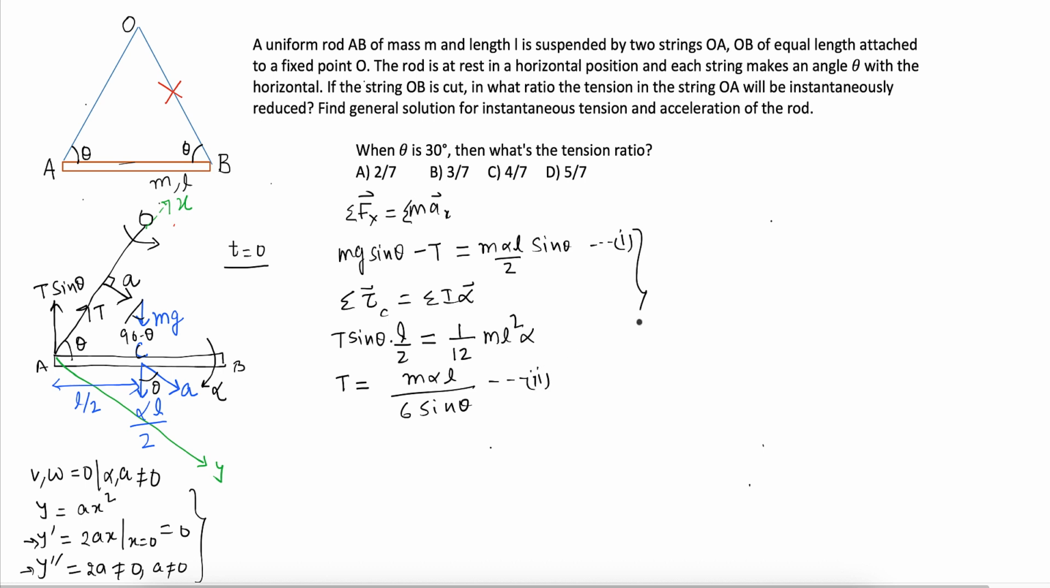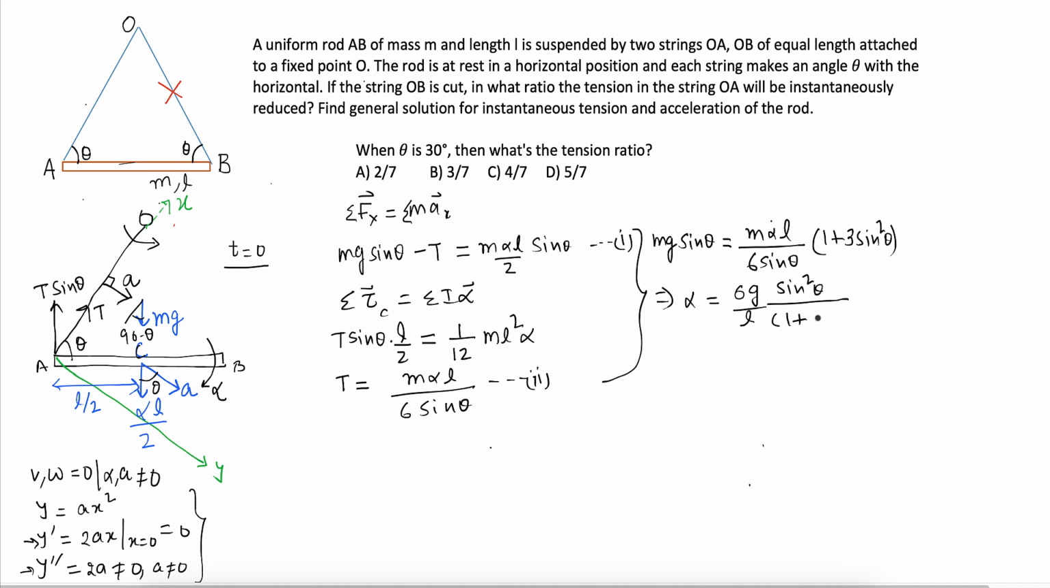And if you take these two equations and substitute T here with this, you will get mg sine theta equal to m alpha L by 6 sine theta, and in bracket we can write 1 plus 3 sine square theta. Therefore alpha is 6g by L sine square theta divided by 1 plus 3 sine square theta. Let's call it equation 3.